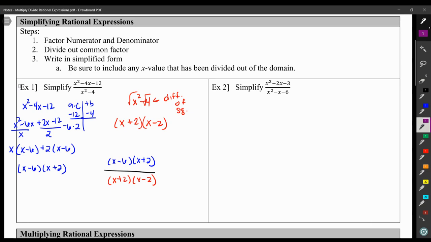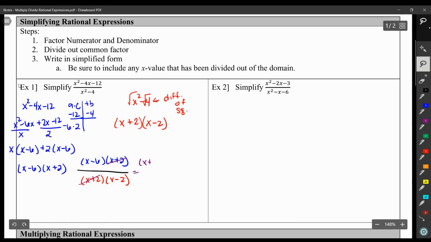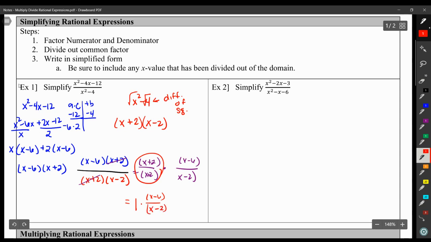The reason why we say x plus 2 and x plus 2 cancels is because of this. Let me move this guy over. So I can rewrite this as x plus 2 over x plus 2, the same factor, times what's not the same. So x minus 6 over x minus 2. And we all know that something divided by itself is really just 1. So what we really have is 1 times x minus 6 over x minus 2.